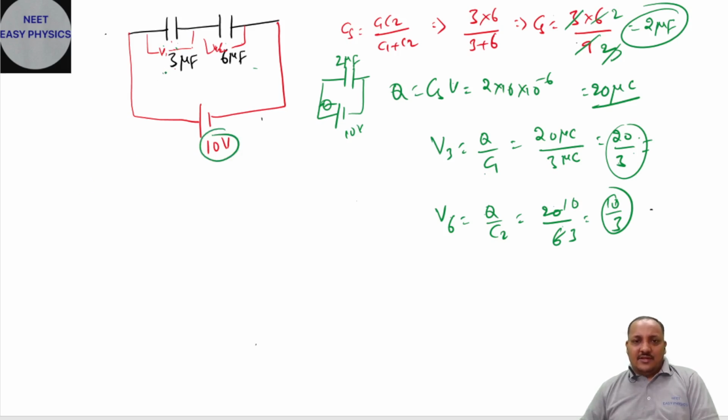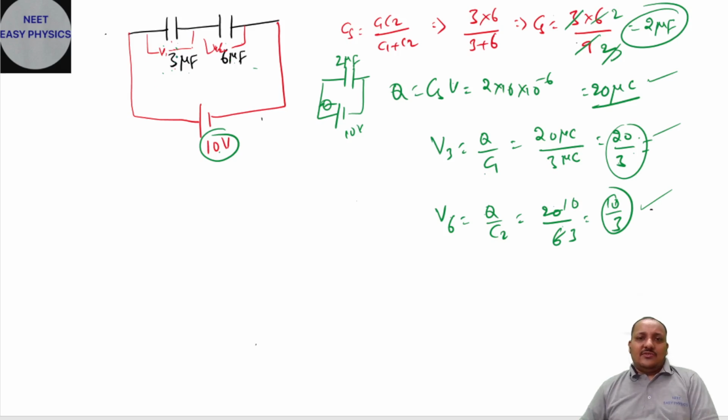Once you calculate this one, it will be 10 minus this one, and you are going to get the remaining voltage. Like this, you have to calculate. Otherwise, we can use the direct formula. But generally, if you calculate the charge and calculate like this, it will become easy for you. Okay, this is about capacitors connected in series.